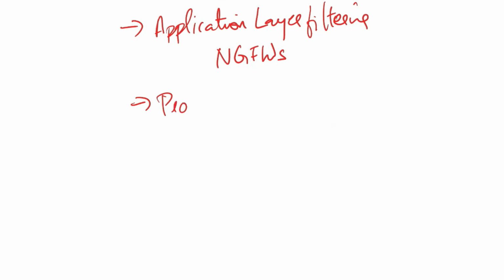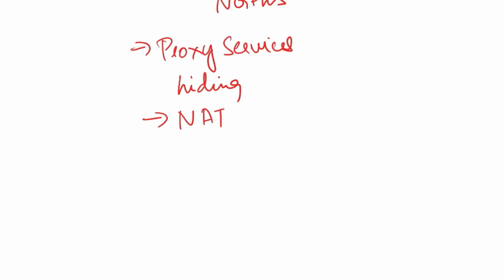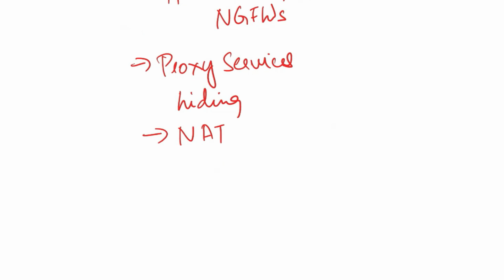Next is proxy services. Some firewalls act as proxy servers, intercepting and forwarding network traffic on behalf of internal clients. This can provide an additional layer of security by hiding the internal network structure and conducting deep inspections of content. Next, network address translation (NAT). Firewalls with NAT capabilities modify the source or destination address of packets as they pass through the firewall. NAT helps obscure internal network topology and can be used to conserve IP address space.